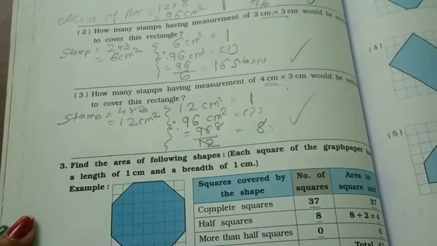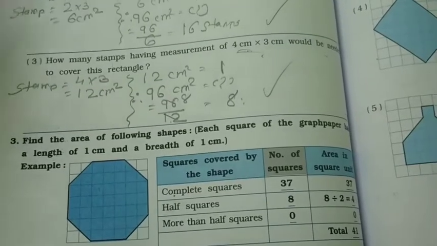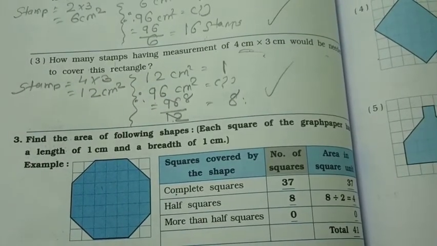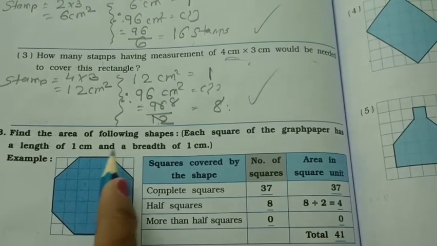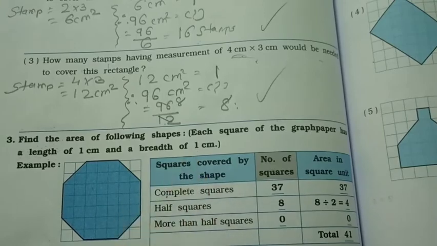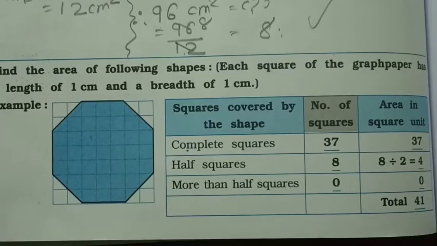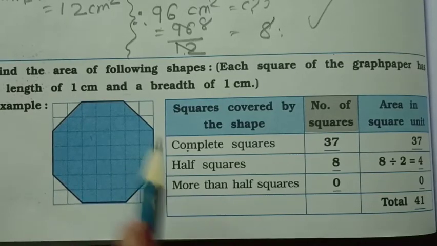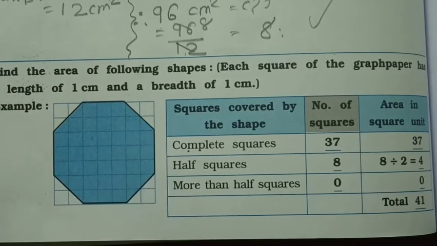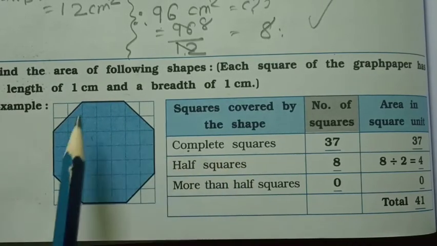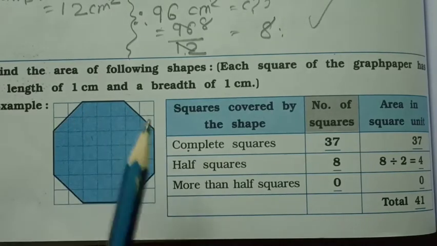Now question number 3. Find the area of the following shapes. Each square of the graph paper has a length of 1 centimeter and a breadth of 1 centimeter. Now how to find the area? In this figure, the shaded, colored boxes, we have to count complete squares. Complete means the whole box is colored.